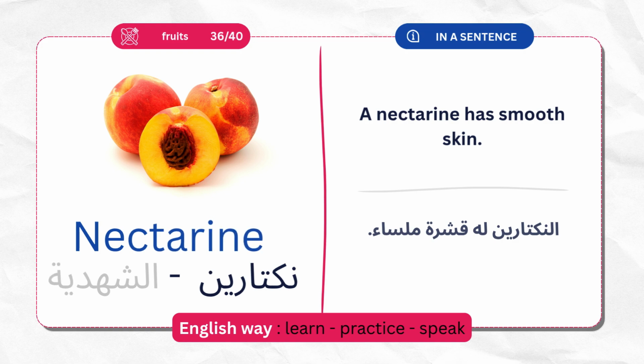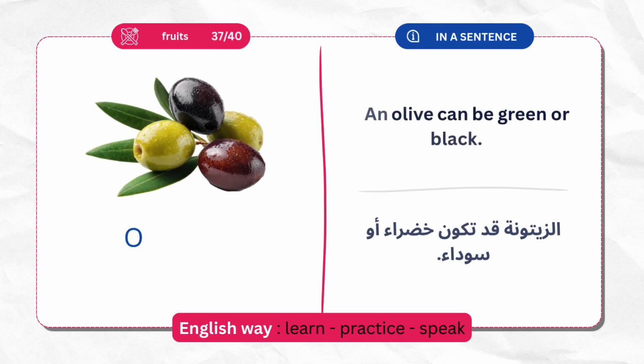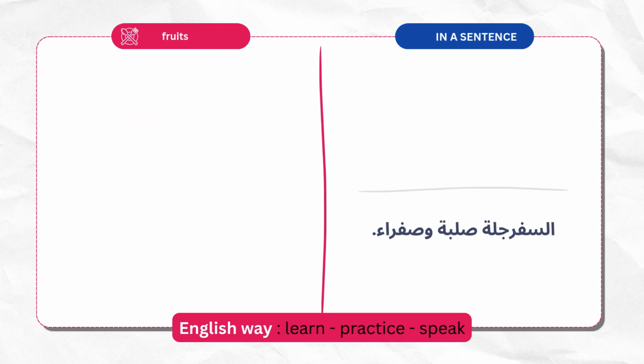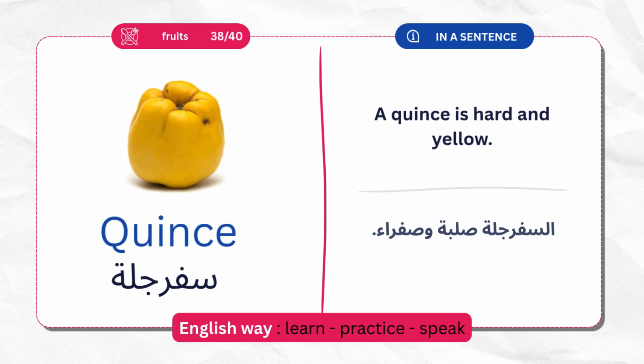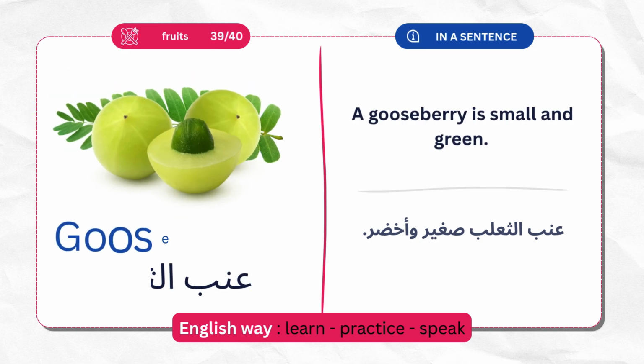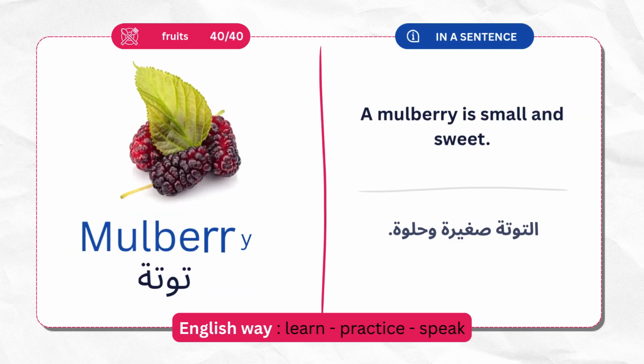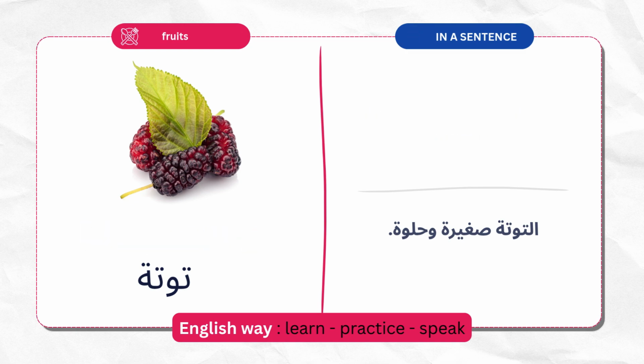Nectarine. A nectarine has smooth skin. Olive. An olive can be green or black. Quince. A quince is hard and yellow. Gooseberry. A gooseberry is small and green. Mulberry. A mulberry is small.